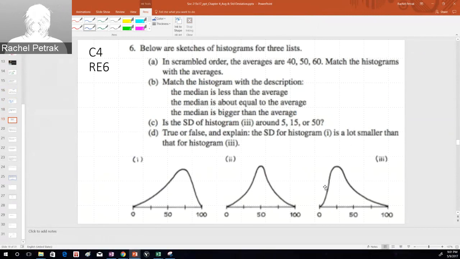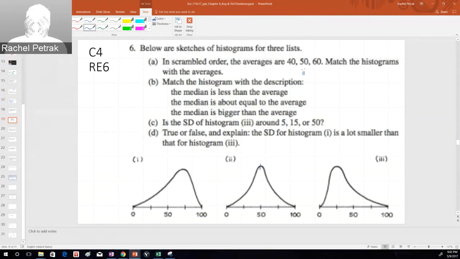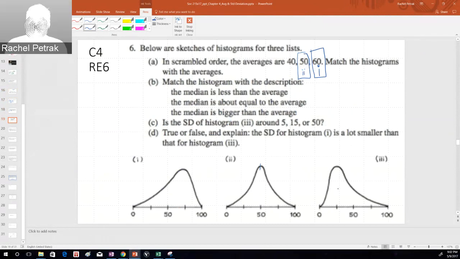In scrambled order, the averages are 40, 50, and 60. Match the histograms with the averages. Well, it's always good to take your low-hanging fruit first where you can. So we have one with an average of 50. It's quite clear that this one with the average of 50 is number 2. And then we have a diagram down here with an average that's above 50, that's 60. Well, that's got to be diagram number 1. And finally, we have one with a mean of 40 down here. So this is probably 40, 50, 60.